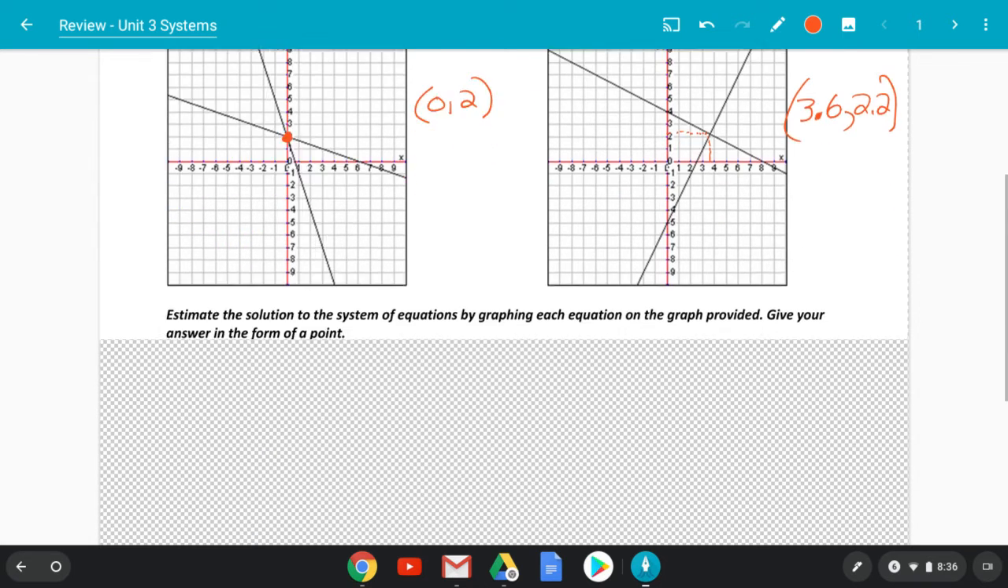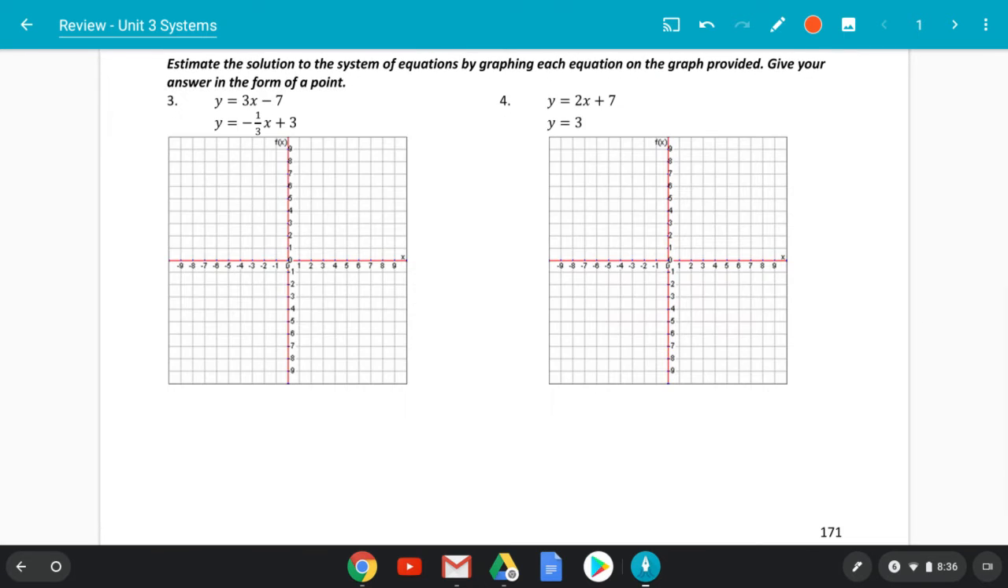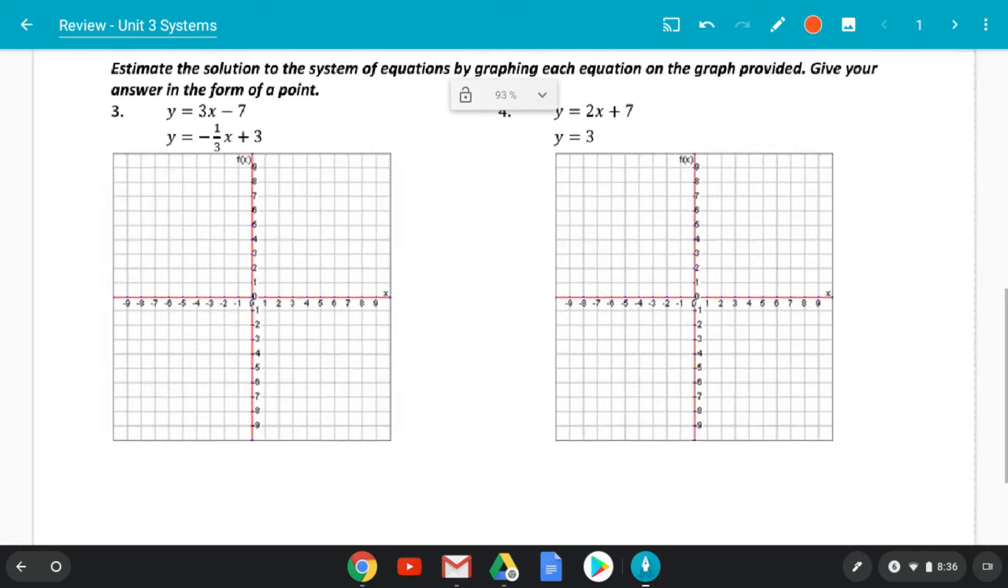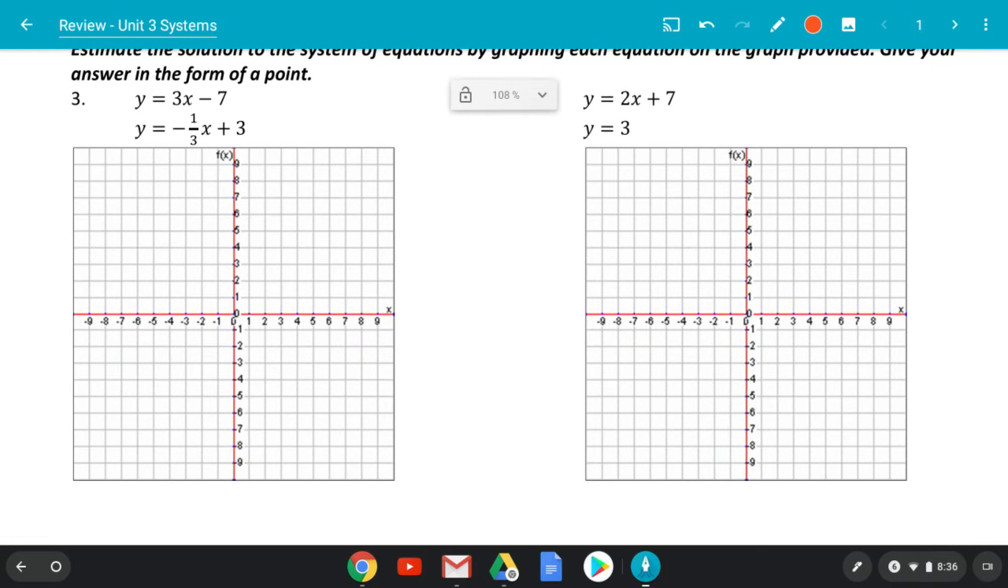Now for the rest of them, I'm going to have to basically find that graph before I can find my solution. Number 3 and number 4 look really easy to do. They're both in slope-intercept form, so I don't even need Desmos for these. Looking at number 3, the first one is y equals 3x minus 7, so my y-intercept is negative 7. From that point, I go up 3 and over 1, up 3, over 1, up 3, over 1.